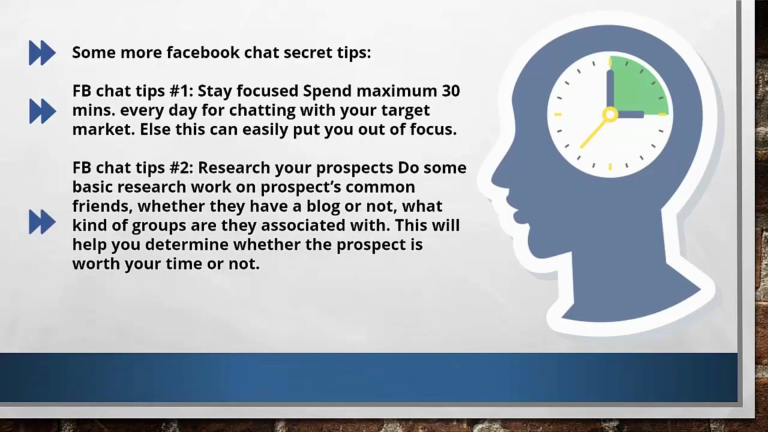Tip number 2. Research your prospect. Do some basic research work on your prospects, like looking at your common friends or whether they have a blog or not. Now, when someone sends a Facebook friend request, the first thing I look at is our mutual friends. If I see that we have some good quality mutual friends, that's the only time I accept their request. The reason is because it talks a lot about their circle of influence, or the kind of marketers they mingle with. The next thing is, you should always check out if they have a blog or not.